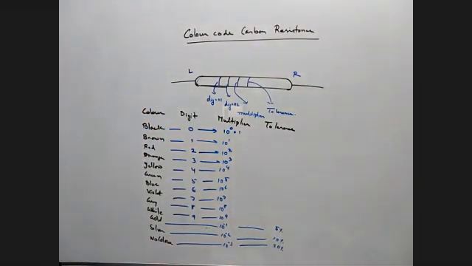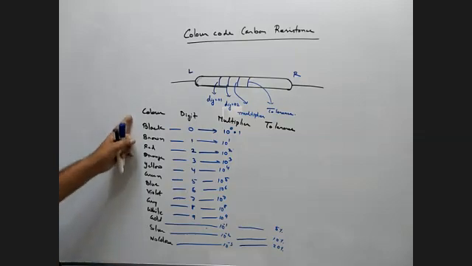So black, brown, red, orange, yellow, green, blue, violet, gray, white, gold, silver, no color. Now, most of you are now thinking, how do you remember this pattern?